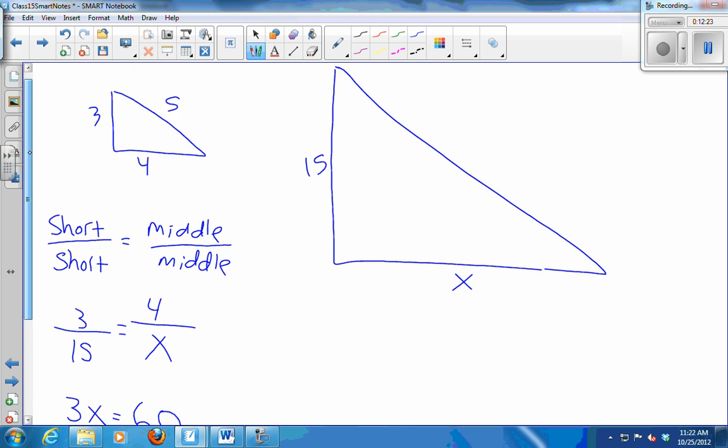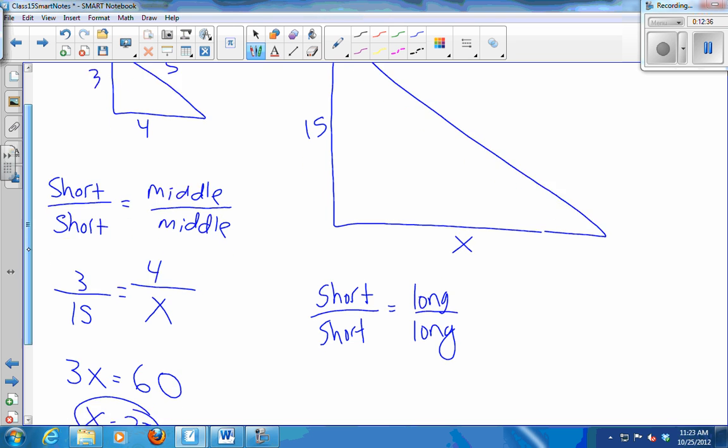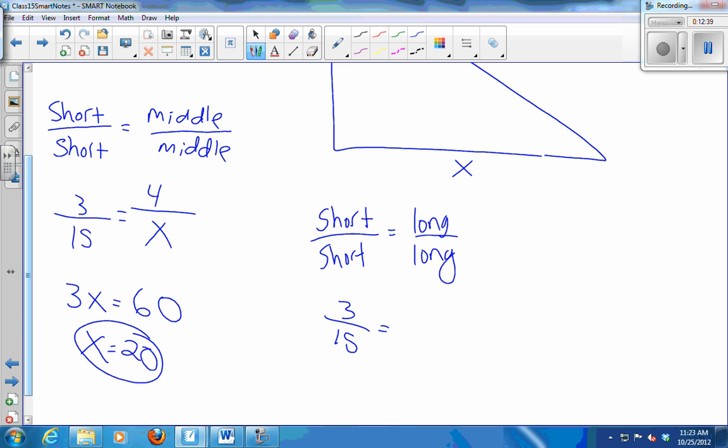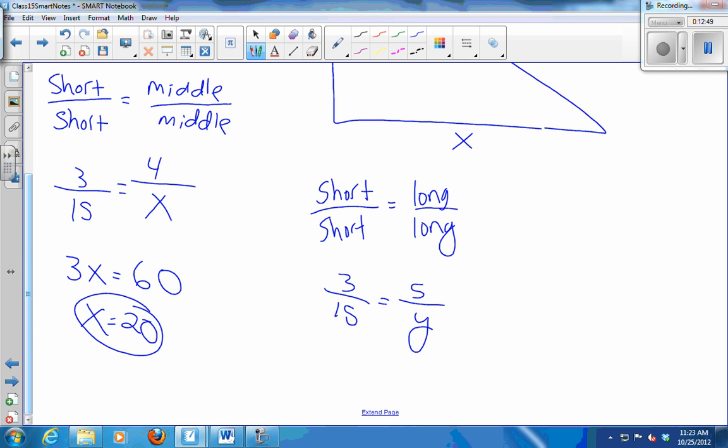We could do short to short equals long to long. So I would say 3 to 15 equals 5 to what? We'll call the long side of the big triangle y. And then I can cross multiply, so I get 3y equals 15 times 5, which is 75. Divide both sides by 3, and you get y is 25. So just another way to set up a solution to this problem.